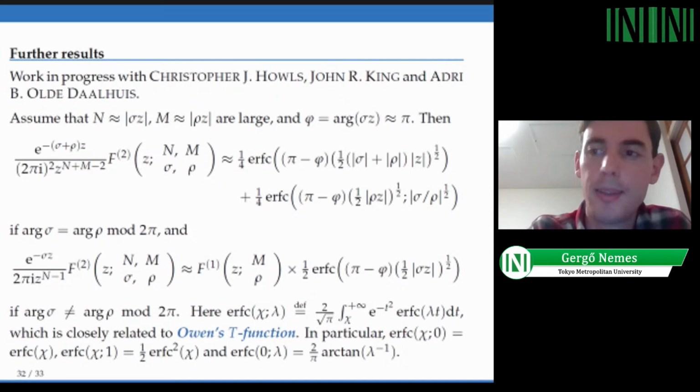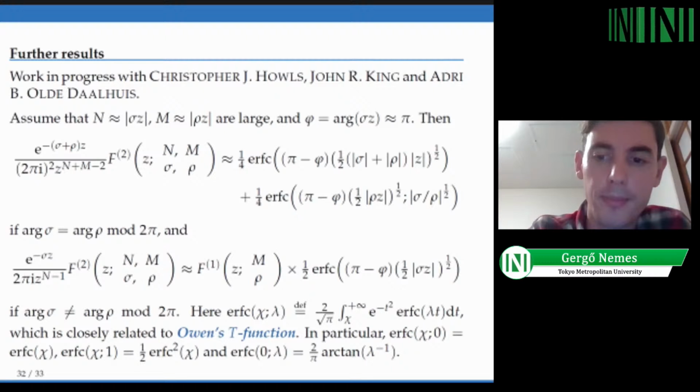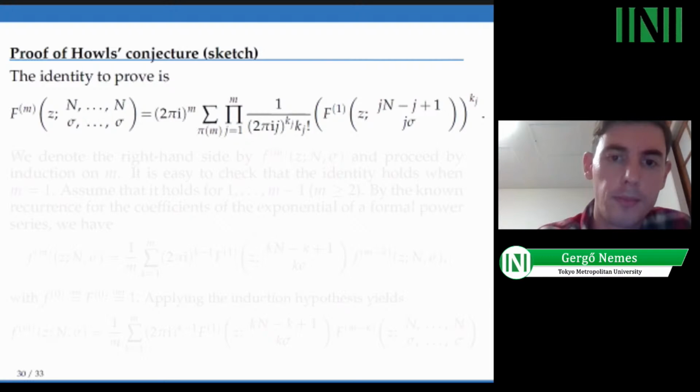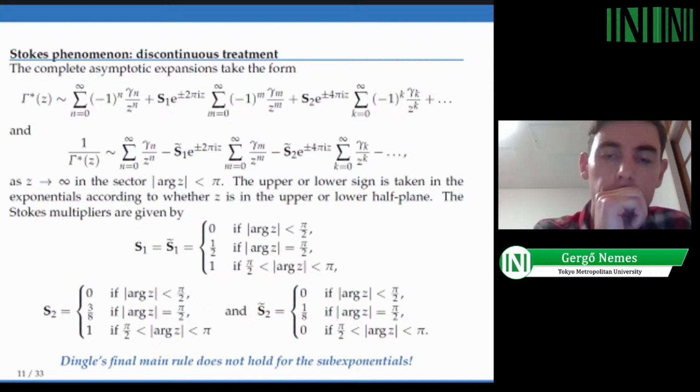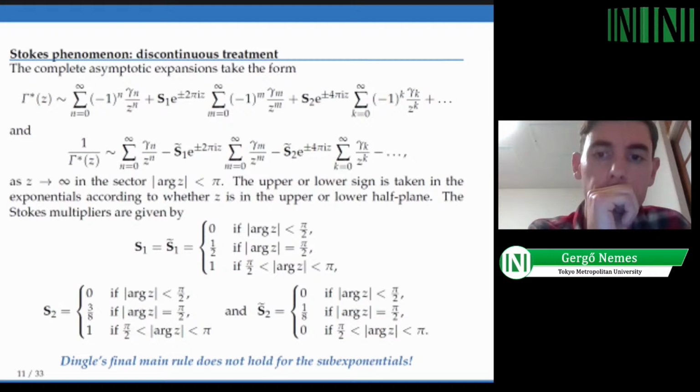A very nice talk. I'm wondering, in the case of the gamma function, where you show that Dingle's final rule breaks down, couldn't we reconcile your asymptotics with Dingle's final rule by moving the Stokes line by an exponentially small amount?